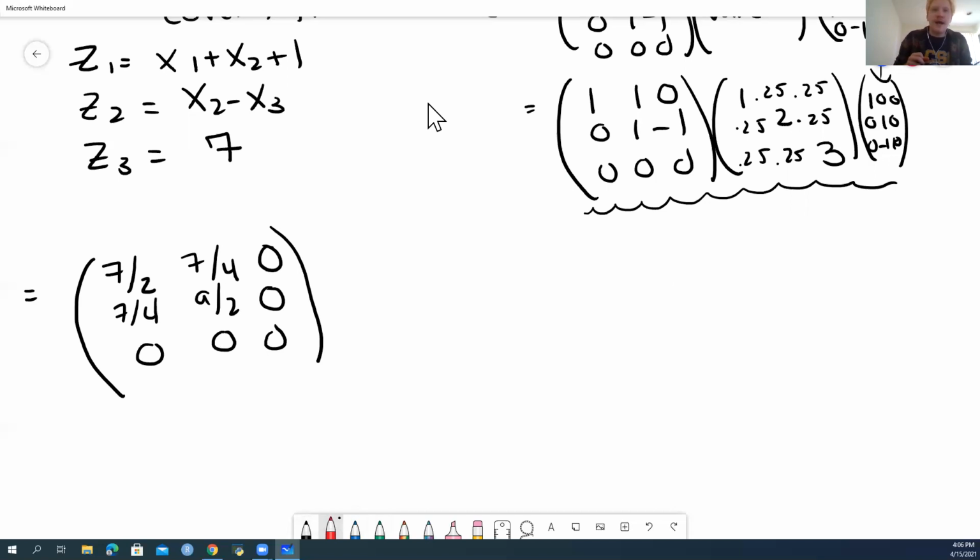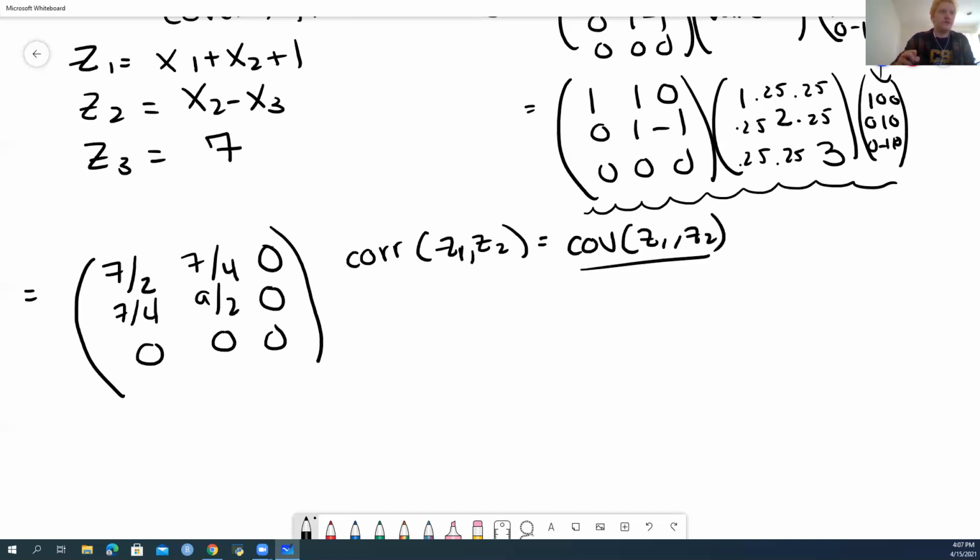Okay, and then the next thing they ask is, what is the correlation coefficient between Z1 and Z2? When you're doing this in the homework, the variance of both of them is 1. So the covariance is going to equal the correlation. Because remember, the correlation is equal to the covariance of Z1 and Z2 over the square root of the variance of Z1 times the square root of the variance of Z2.